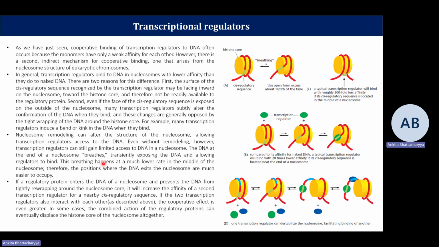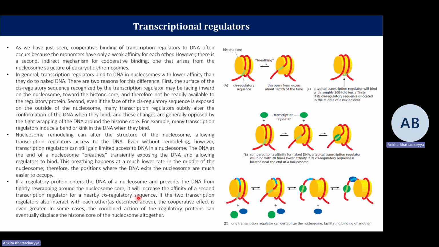But of course, this breathing happens at a much lower rate in the middle of the nucleosome. Therefore, the positions of exit and entry of the nucleosome are much more easily accessible. So if such regulatory regions are present, then it's one possibility. Second, if a regulatory protein enters the DNA of a nucleosome and prevents the DNA from tightly rewrapping around the nucleosome core, then it will increase the affinity of a second transcriptional regulator for a nearby cis regulatory sequence.